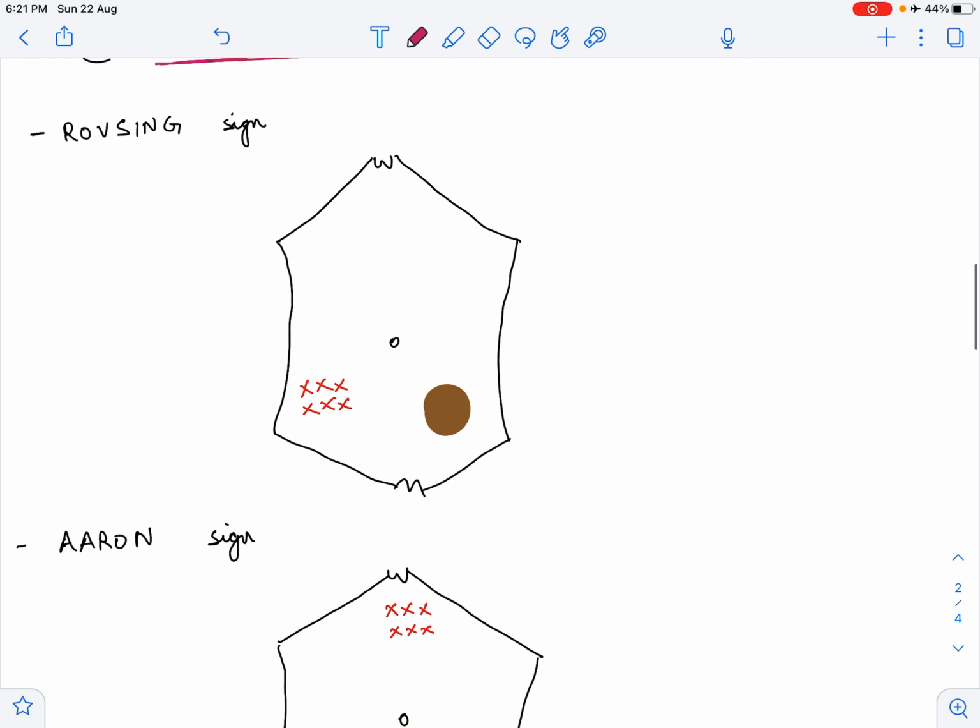Then next is the Rolfs-Singh sign. In the Rolfs-Singh sign, this brown dot that I have put over here indicates the point where you are going to put pressure. When you put pressure in the left lower quadrant, the patient complains of pain in the right iliac fossa or the right lower quadrant. This is because when you apply pressure on the left lower quadrant region, the bowel loops get displaced. As the bowel loops get displaced, the inflamed appendix might come in contact with the somatic peritoneum. That will cause pain in the right lower quadrant. This is called Rolfs-Singh sign.